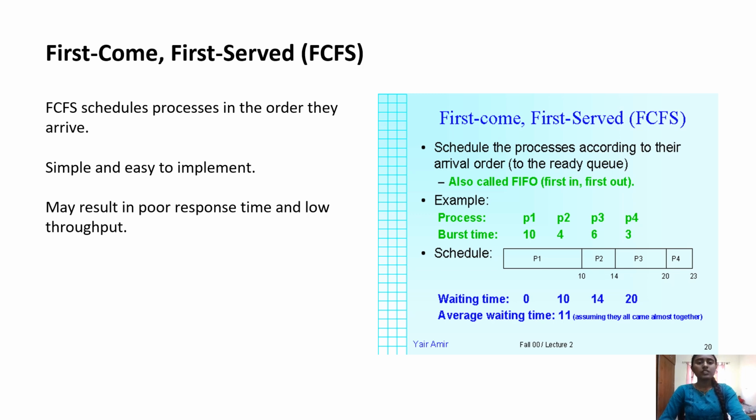First come, first served, FCFS, schedules processes in the order they arrive. It is simple and easy to implement, but may result in poor response time and low throughput. First come, first served schedules the process according to their arrival order in the ready queue. It is also called FIFO, which means first in, first out. You can see the example over here.